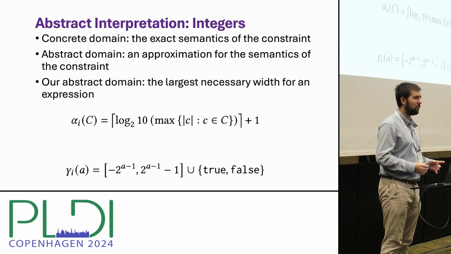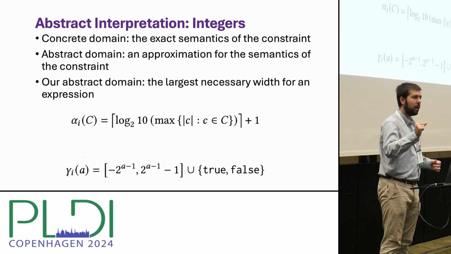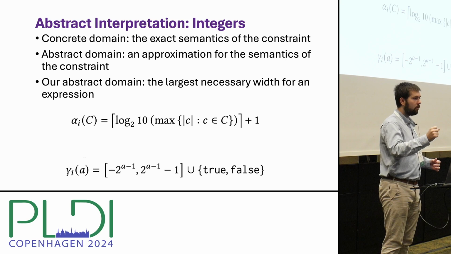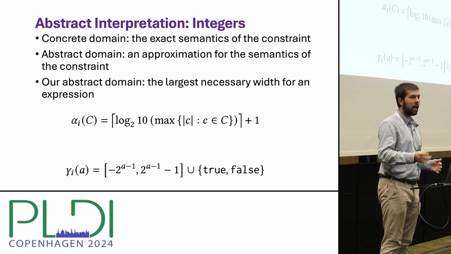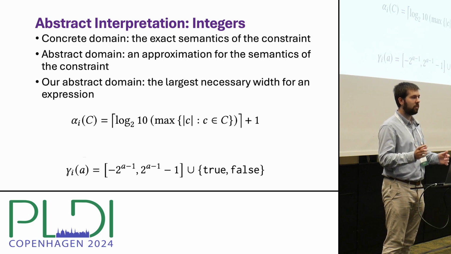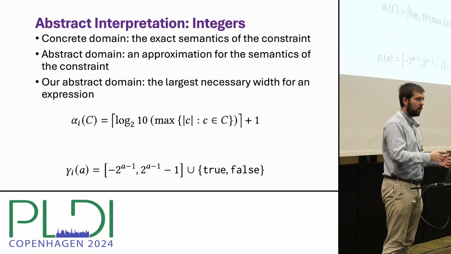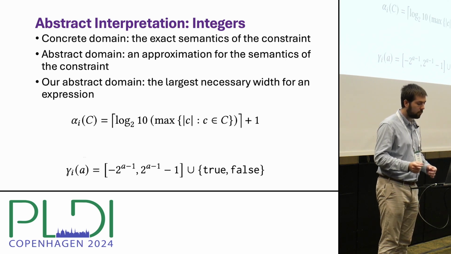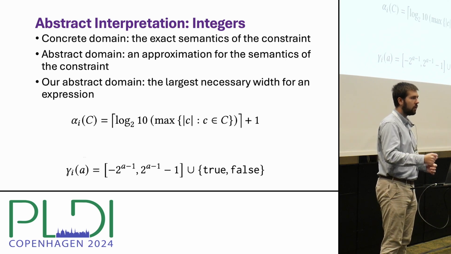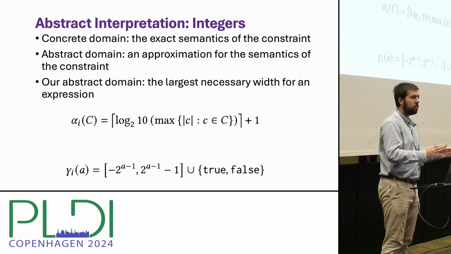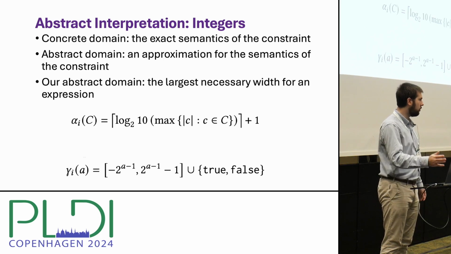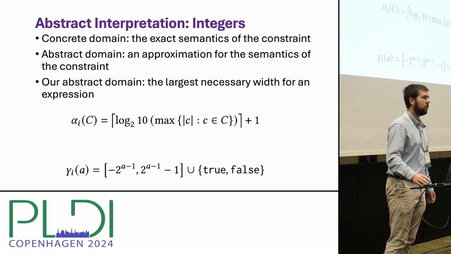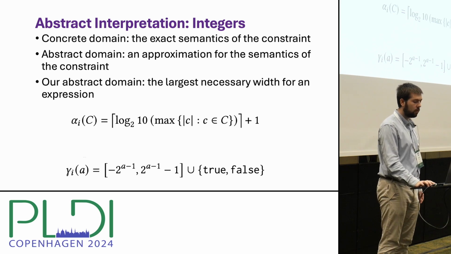To make that a bit more concrete in your minds, here I have the abstraction and concretization functions we use for integers. The abstraction function is taking a set of integers, the absolute value, finding the largest one. We have the log base 2 of 10 because we need to convert from base 10 to binary. And then we add 1 because we still need to represent the possibility of negative numbers in 2's complement since we took an absolute value first. Then the concretization function is doing the opposite. There we take a width and we just return the interval of values that can be represented using that width, along with the values true and false because those are always included in SMT constraints.